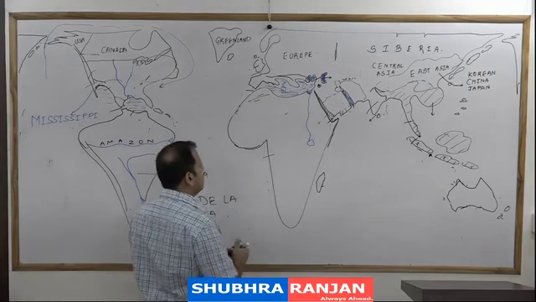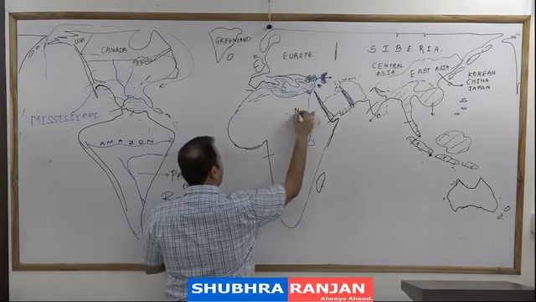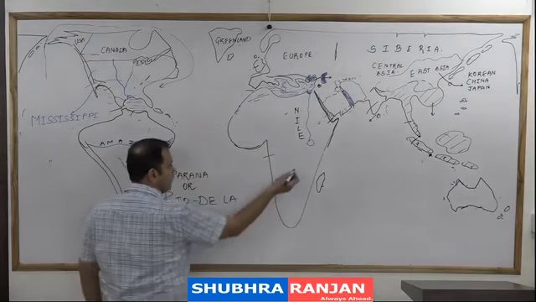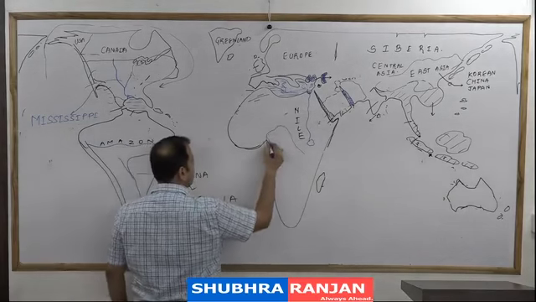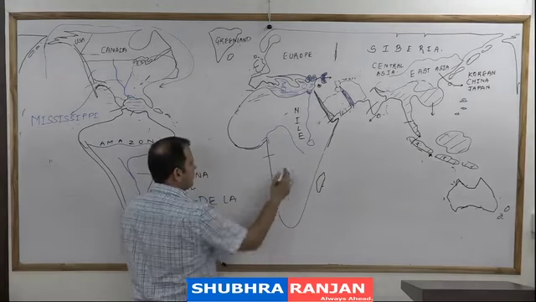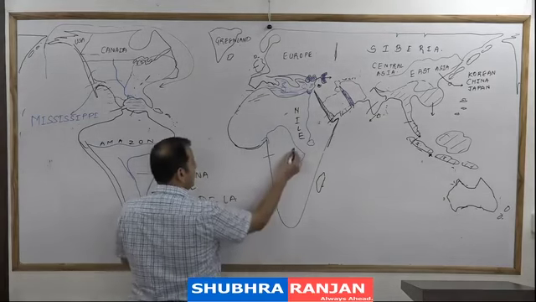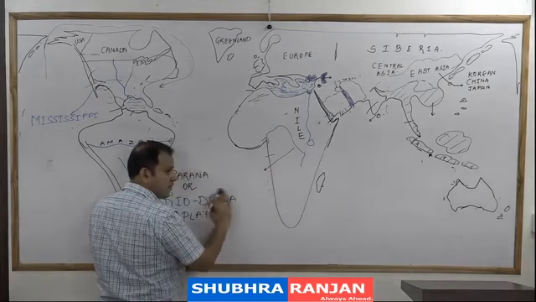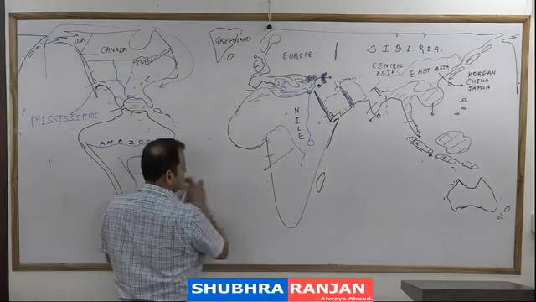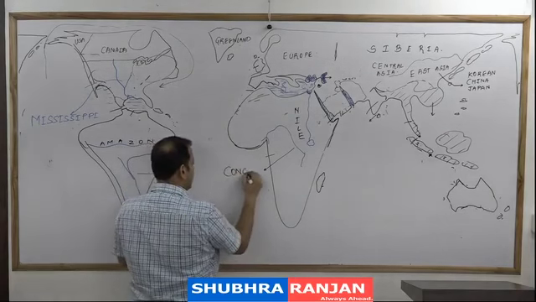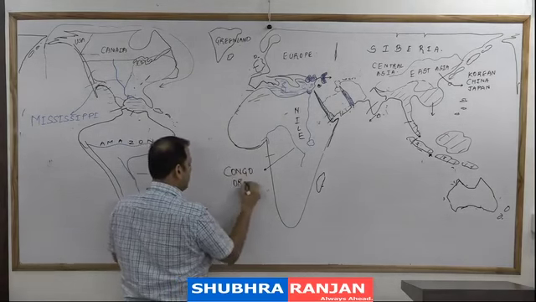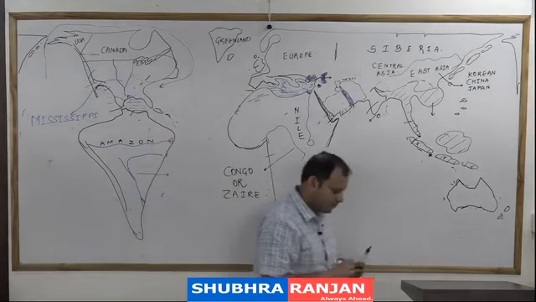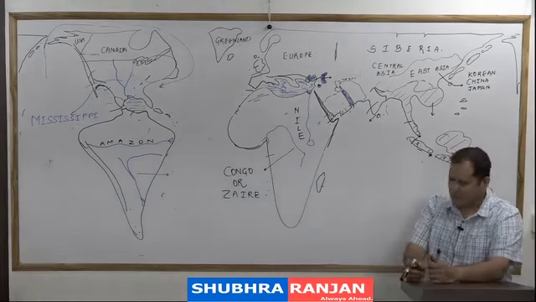The longest river in the world is the river Nile. There is another river in Africa which is known as river... which is even larger than Nile but not longer than Nile. Is river Congo or river Zaire. Is river Congo or river Zaire.